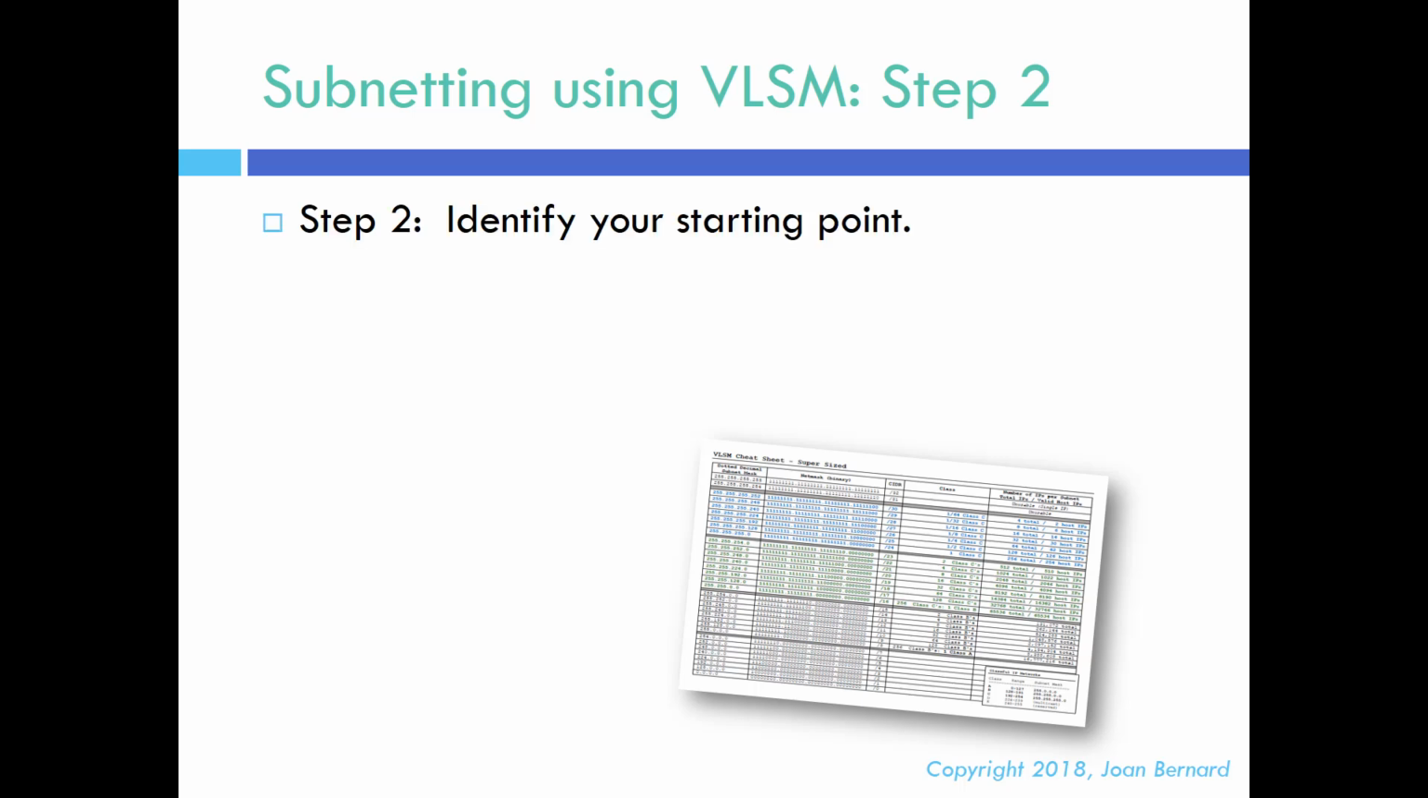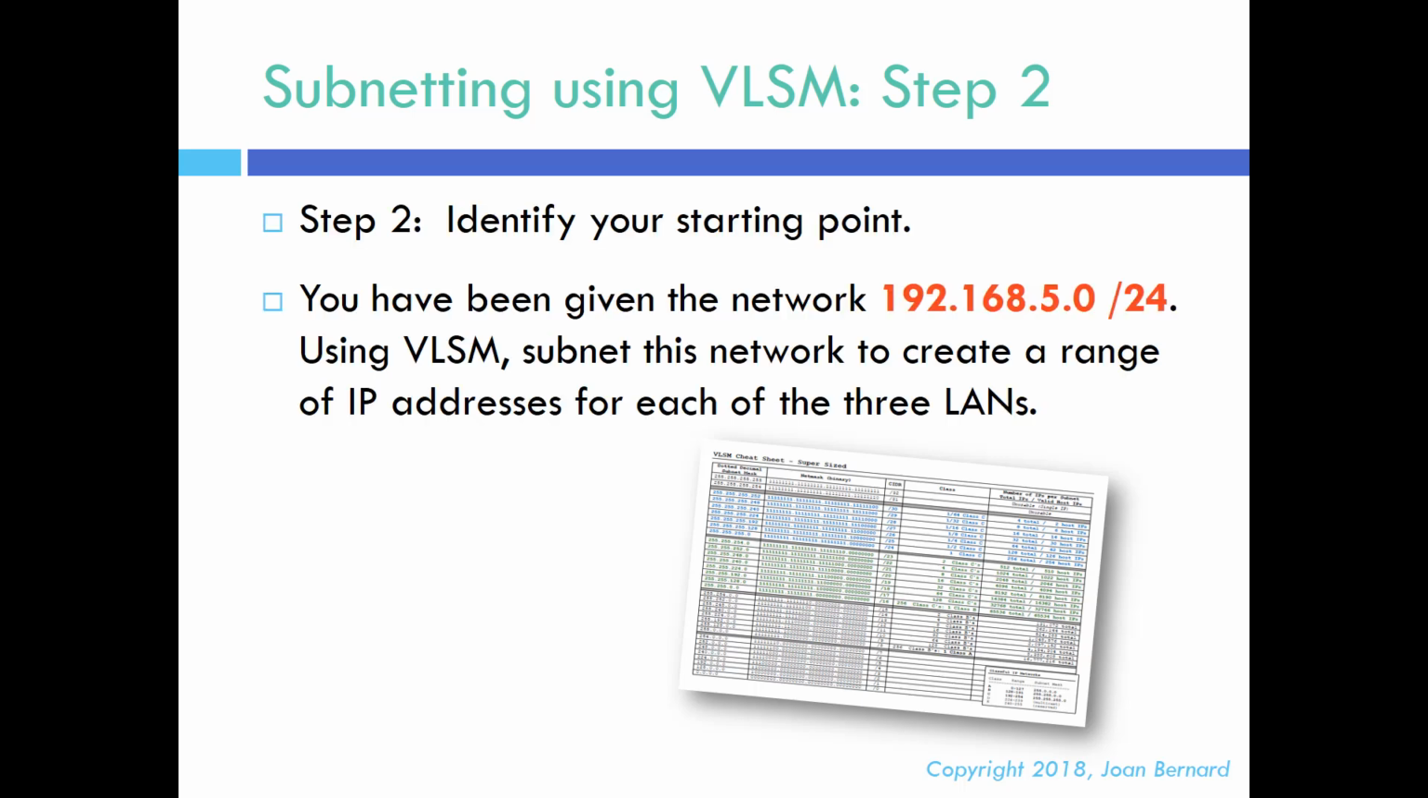Now, step 2, we need to identify our starting point. So we have been assigned the network 192.168.5.0/24. Using VLSM, subnet this network to create a range of IP addresses for each of the 3 LANs. We are going to use our subnetting cheat sheet to help us get started.